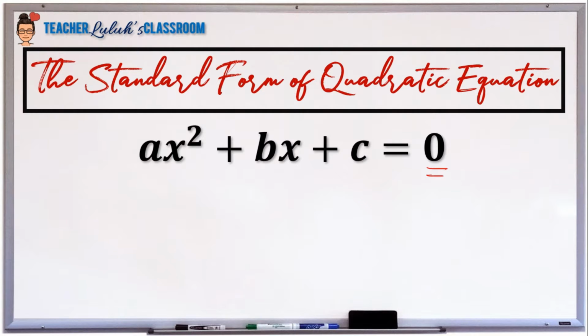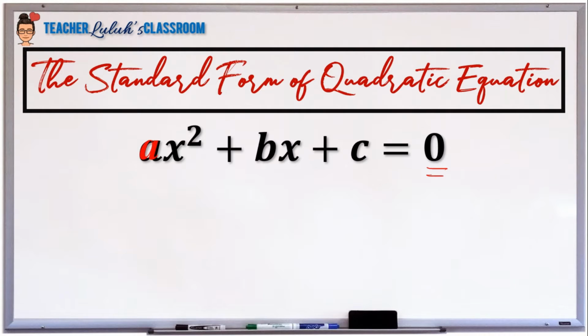So, pwede siyang maging fraction, pwede siyang maging radical, so square root of 2, square root of 3, whatever. Okay, as long as real numbers si A, B, at C. Si A, bawal siyang maging 0 kasi mawawala yung term na may x squared. Okay, so kilalanin muna natin yung mga coefficients niya.